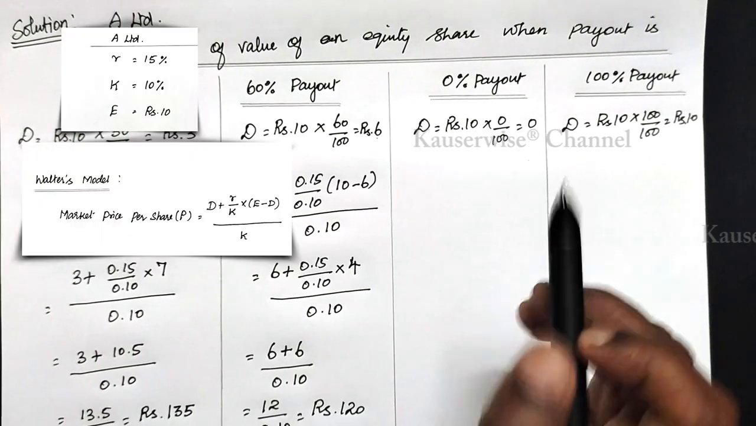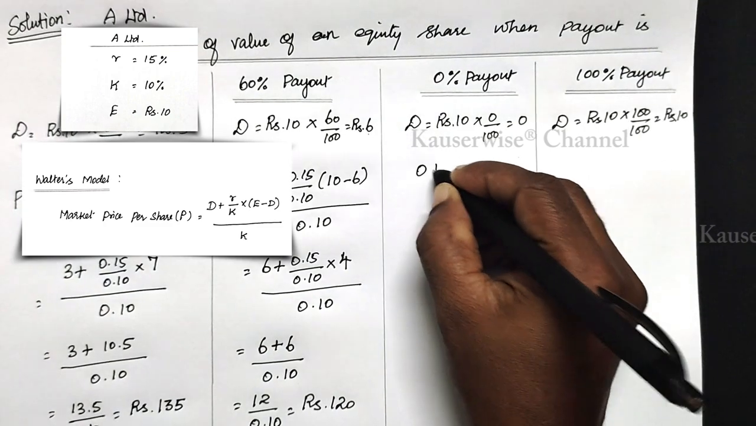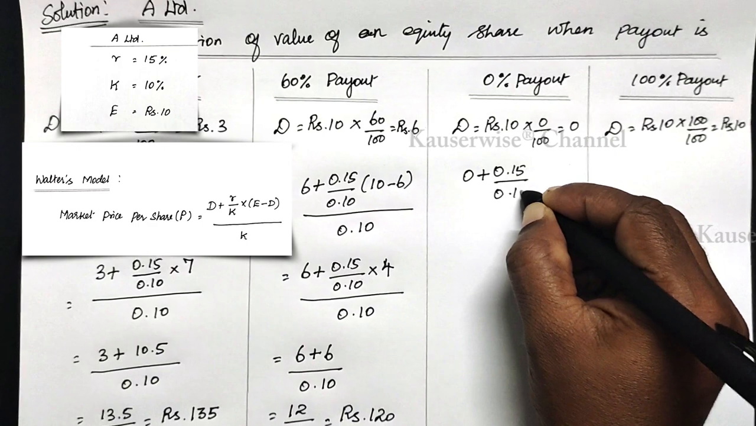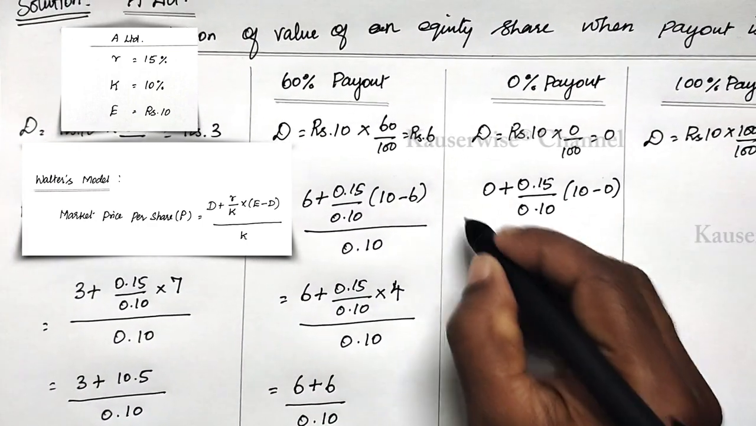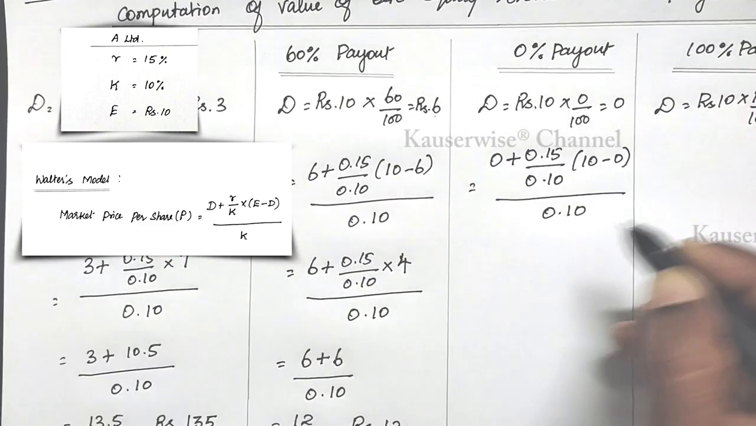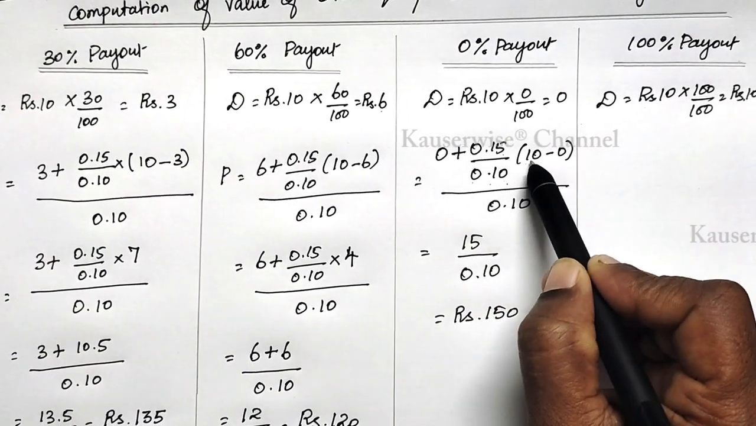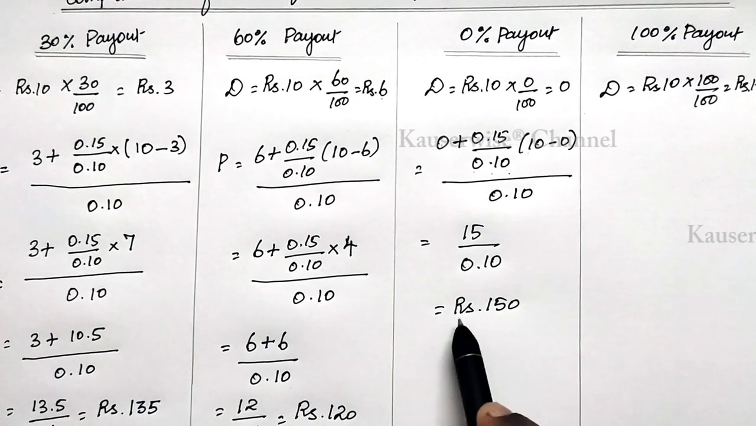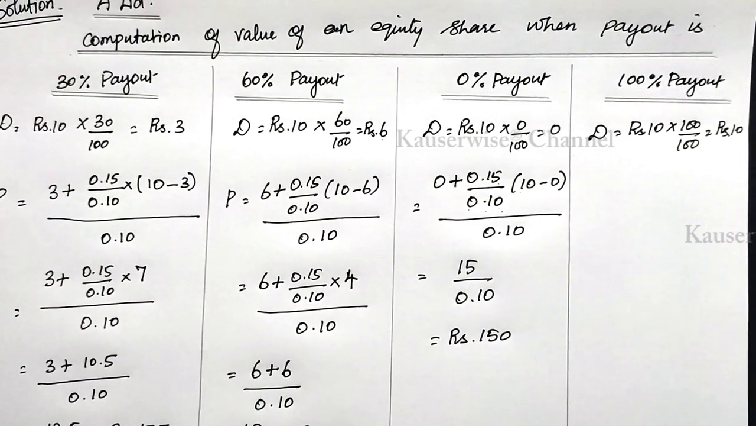D is 0. Substitute the formula. D is 0, so 0 plus 0.15 divided by 0.10 into 10 minus 0, divided by 0.10. See, 0.15 divided by 0.10 into 10, you will be getting 15 divided by 0.10. The answer is rupees 150. So this is the market value per equity share.